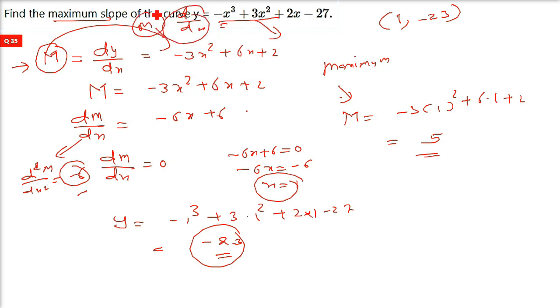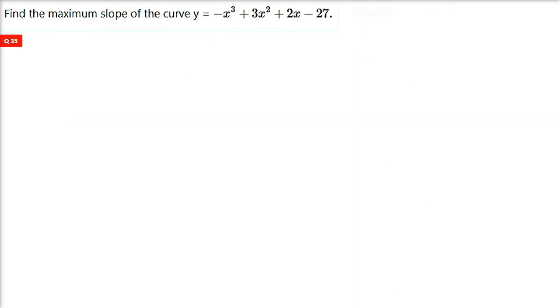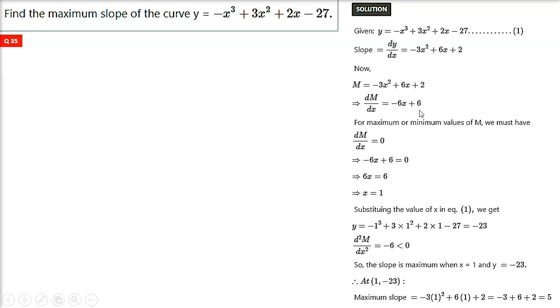The only thing you will learn from this is that there are 2 steps sometimes you need to follow. And all other things remain the same. Just differentiate the equation and start with negative 3x square plus 6x plus 2. Other things like differentiation, equating it to 0, finding out the double differentiation, all this remains the same.